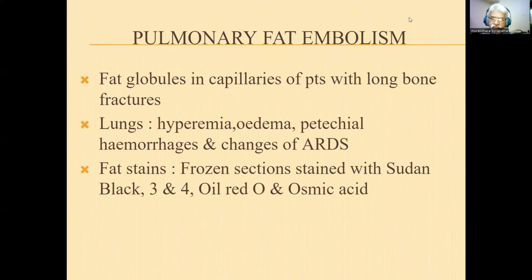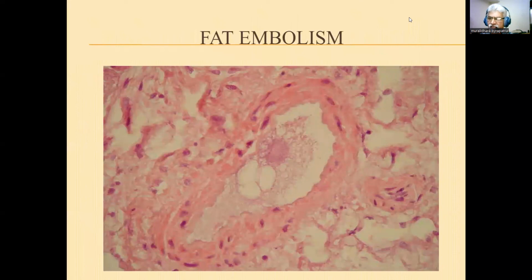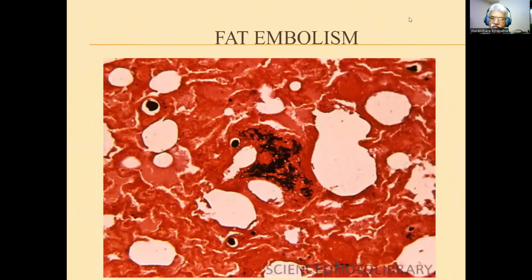We cannot demonstrate the fat with routine hematoxylin and eosin sections because when we process the tissue, the fat gets dissolved in the alcohol and other solutions we use for processing. So when we have a suspicion, we have to do a frozen section using a cryostat or a freezing microtome and stain with special stains such as Sudan black, Sudan III or Sudan IV, oil red O, and osmic acid. This is a picture of what we see in a hematoxylin and eosin stain. Inside the blood vessel, you see some empty areas, vacuoles, that are suspected to be fat. But we can tell only with confidence after doing a special stain like this, Sudan black.